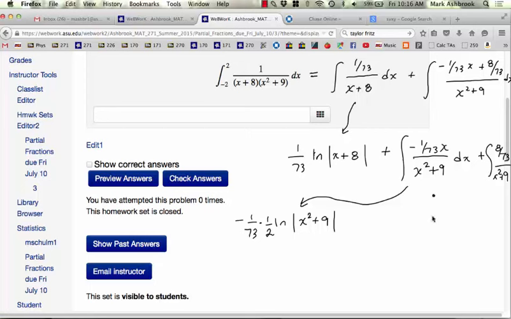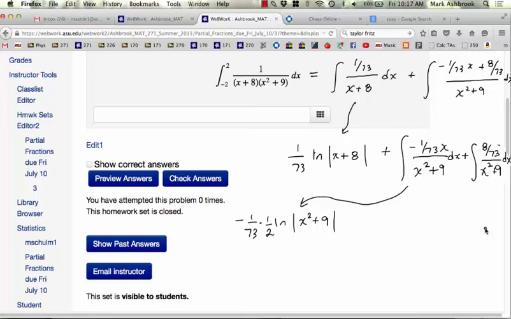Okay, now the second one, which you can't even see. It's terrible. The second one is 8/73 over x squared plus 9. How are we going to handle that? It kind of looks like something that we know. Is it natural log of x squared plus 9? No, because we need an x up here. We can't do natural log of x squared plus 9 without the x that we had over here. So we can't do that.